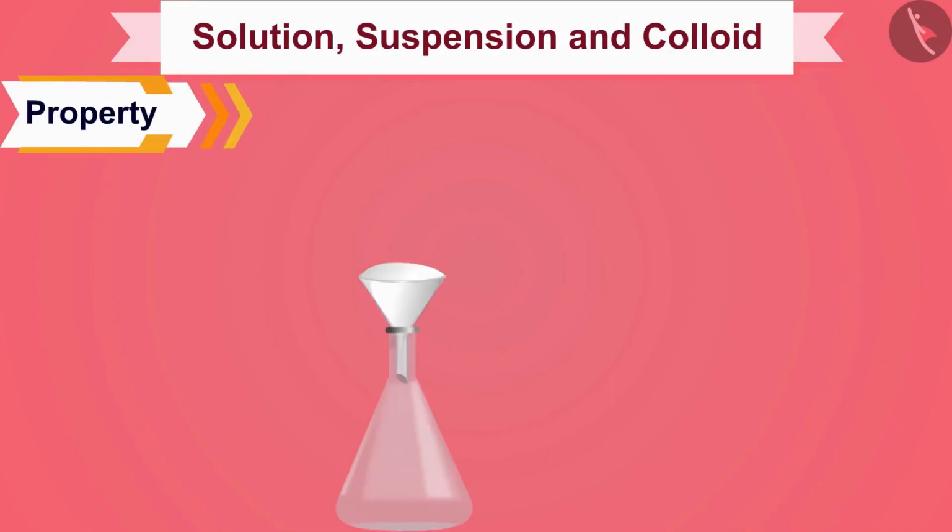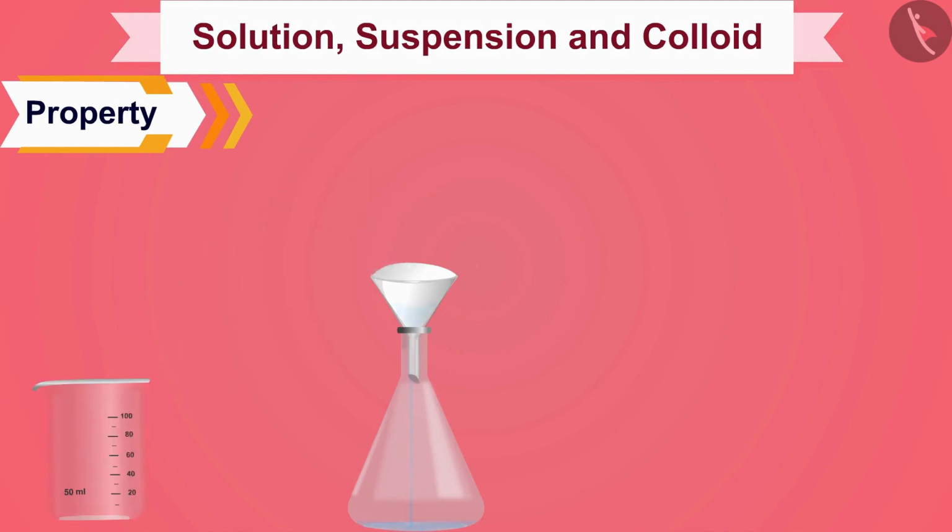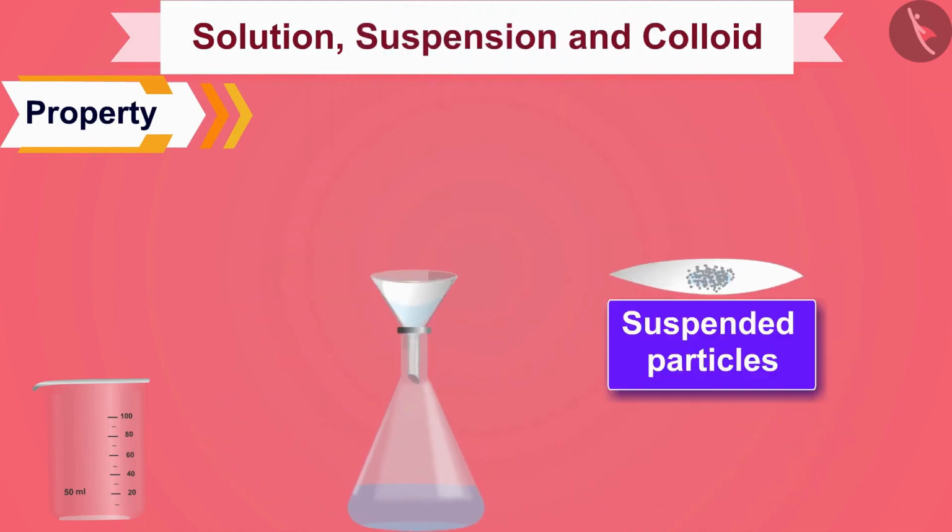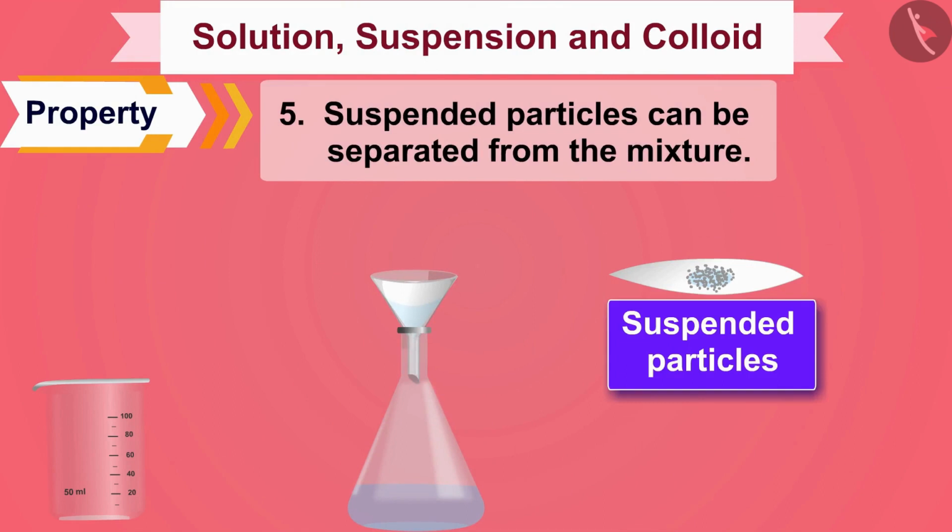Now, finally, if we filter this suspension with the help of filter paper, we can easily separate the chalk powder from the water. Therefore, we can say that suspended particles can be separated from the mixture.